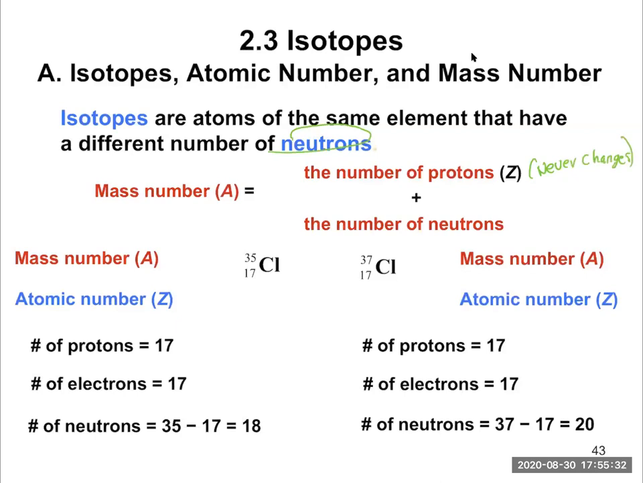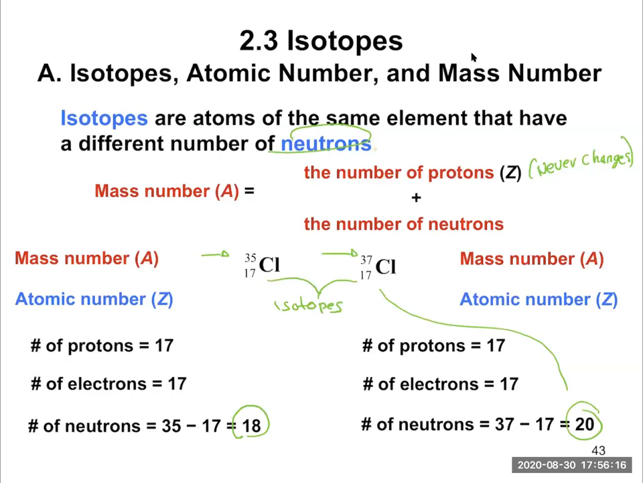So in here, this indicates the mass. The 35 indicates the mass, the 37 indicates the mass. Chlorine will always be 17 because that's the atomic number. So in this case, if we do 35 minus 17, we know that we have 18 neutrons. For this one, if we do 37 minus 17, we have a different number of neutrons. These two are isotopes, and we call them chlorine-35 and chlorine-37.